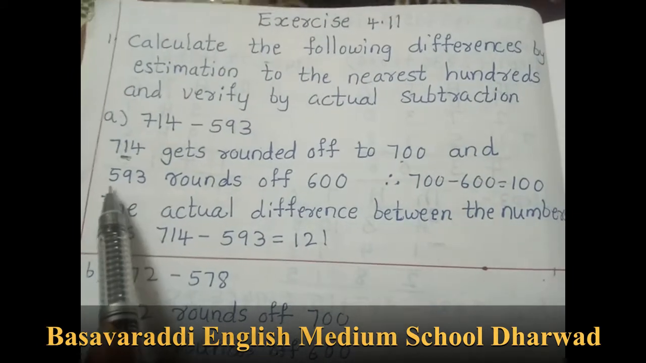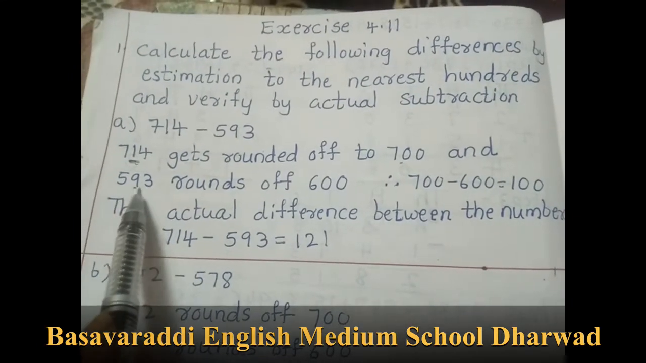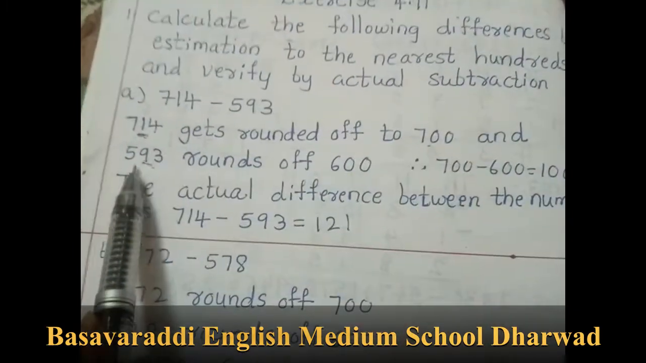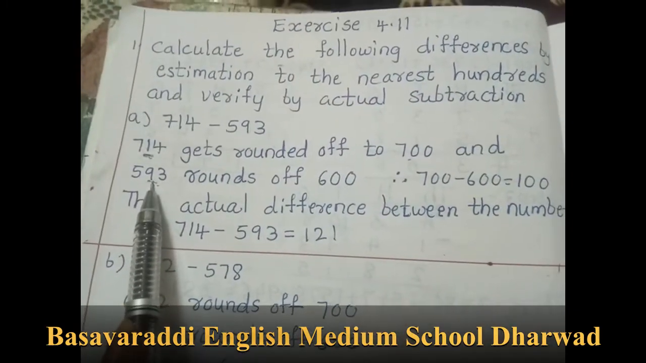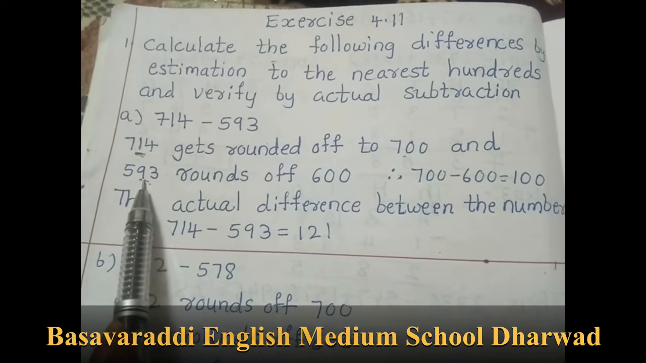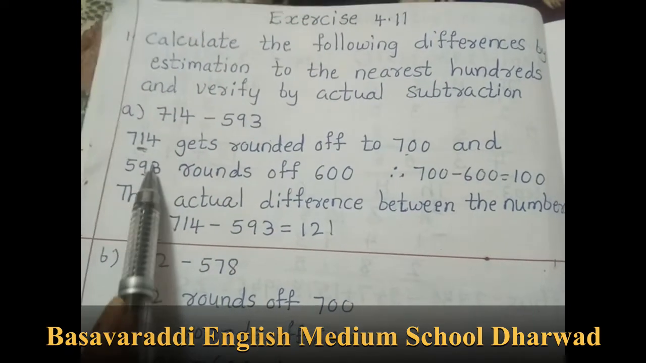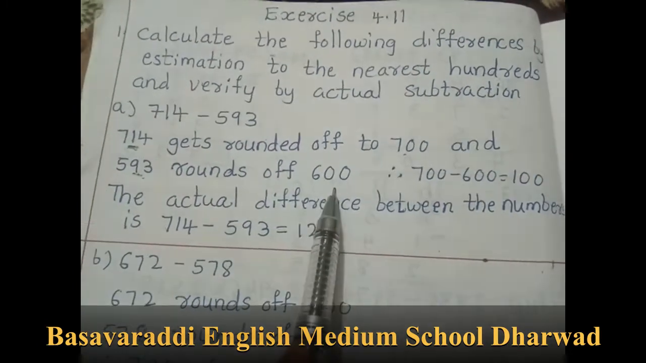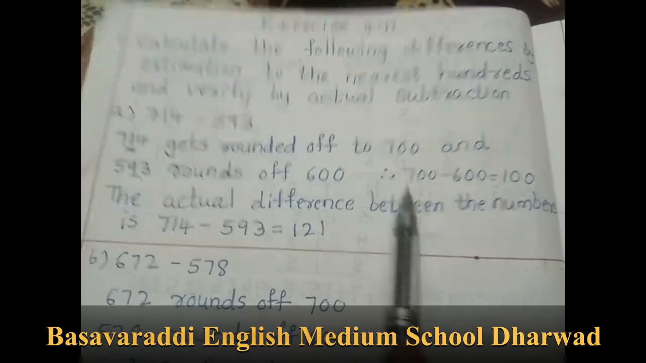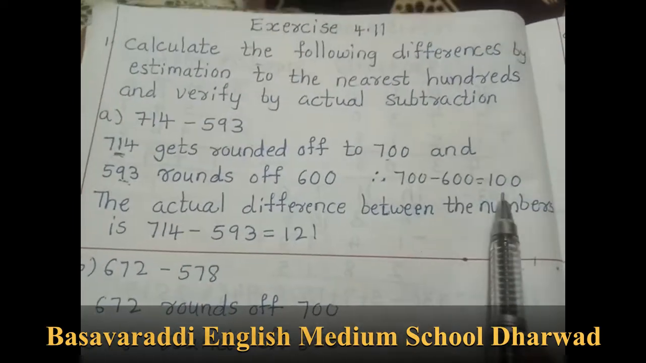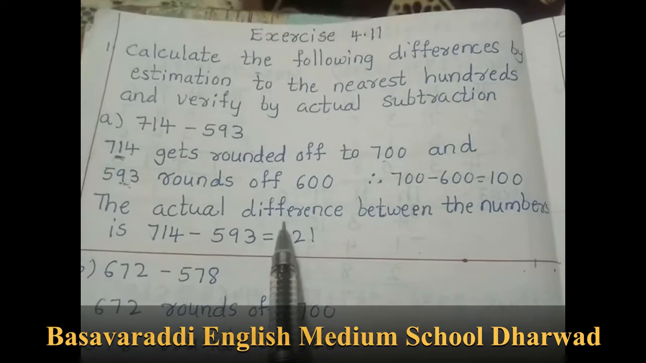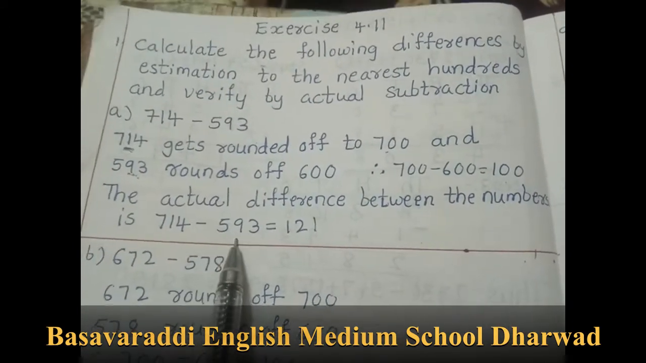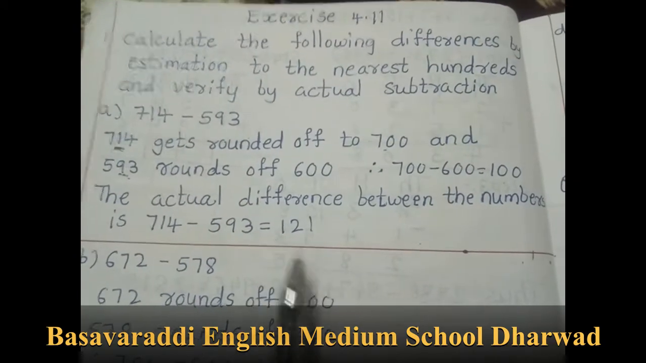The second one is 593. We have to see the tens place. They are telling us nearest 100. So this is a 9. 5, 6, 7, 8, 9, then what we have to do? We have to push up to the 100 place. 5 plus 1, 6. And the tens place is 0 and the ones place is 0. So 700 minus 600, that is 100. The actual difference between the numbers, 714 minus 593, is 121.